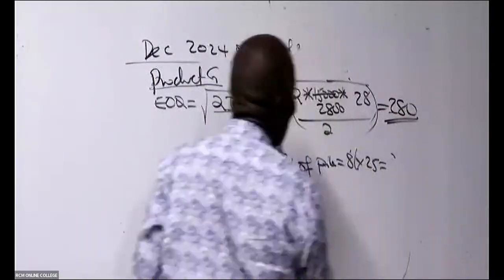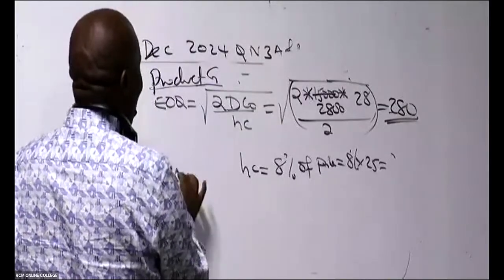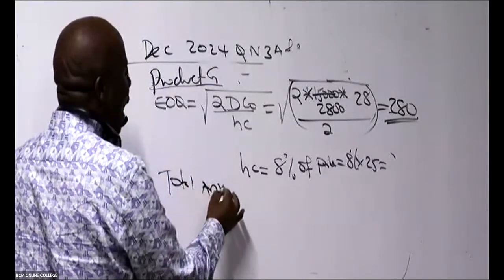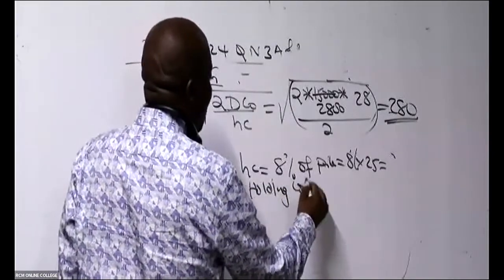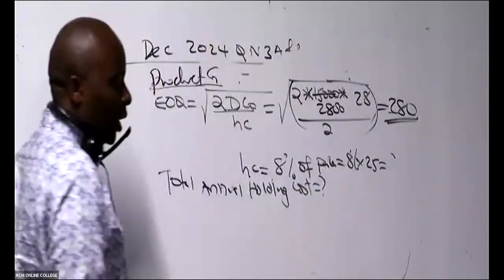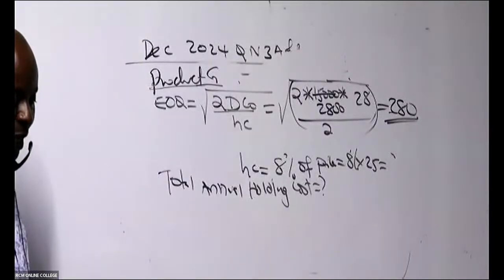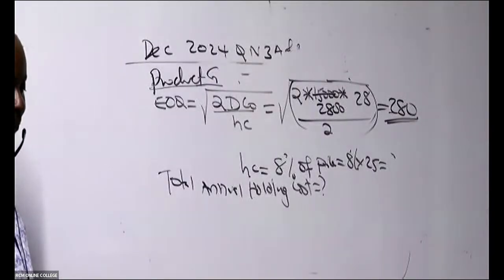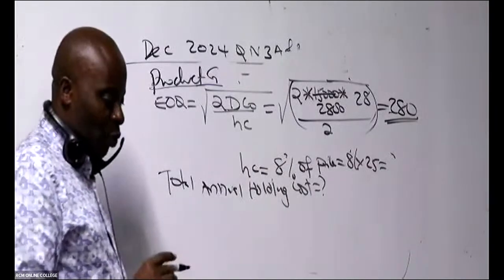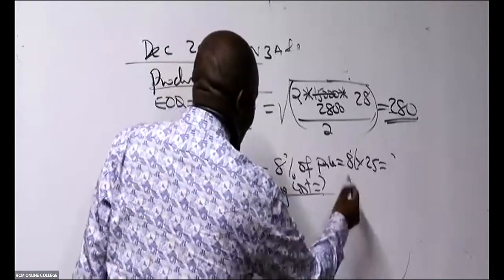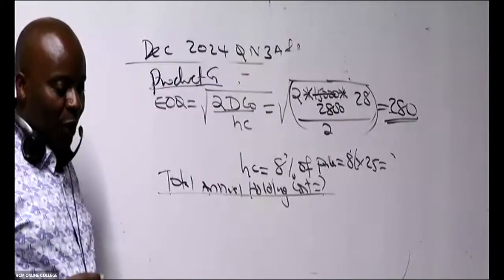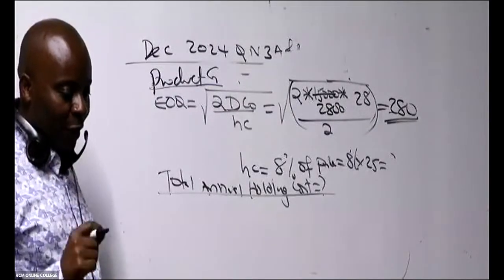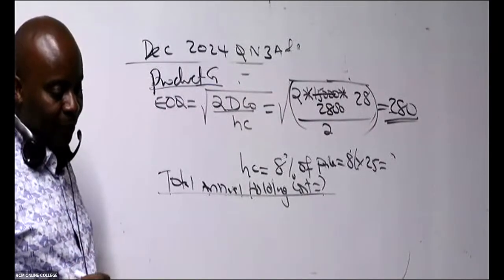Can I give you a minute to try answering that question for me? Where the examiner now wants you to get the total annual holding cost. Total annual holding cost. How shall this look like? Let me give you 1 minute to see whether you'll be able to understand this.